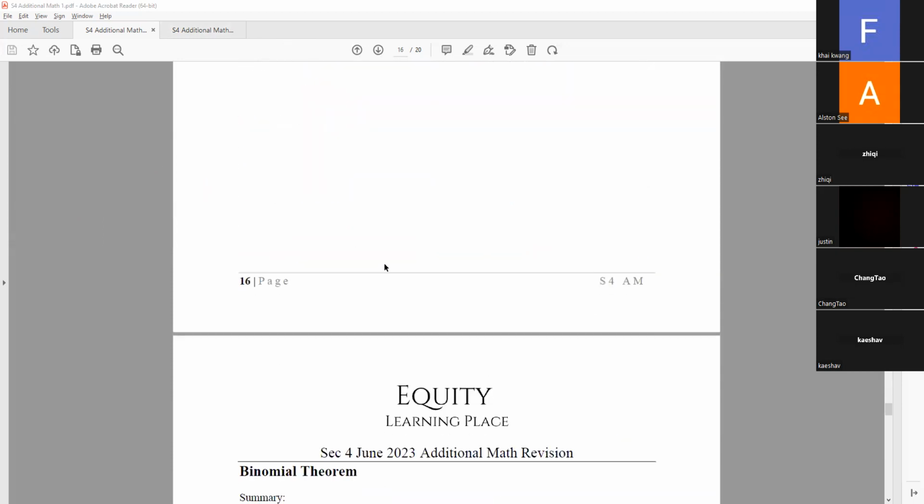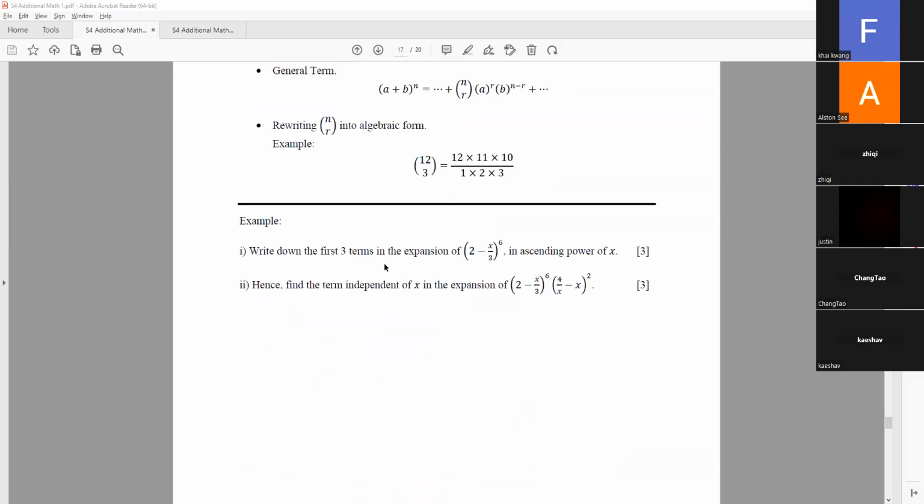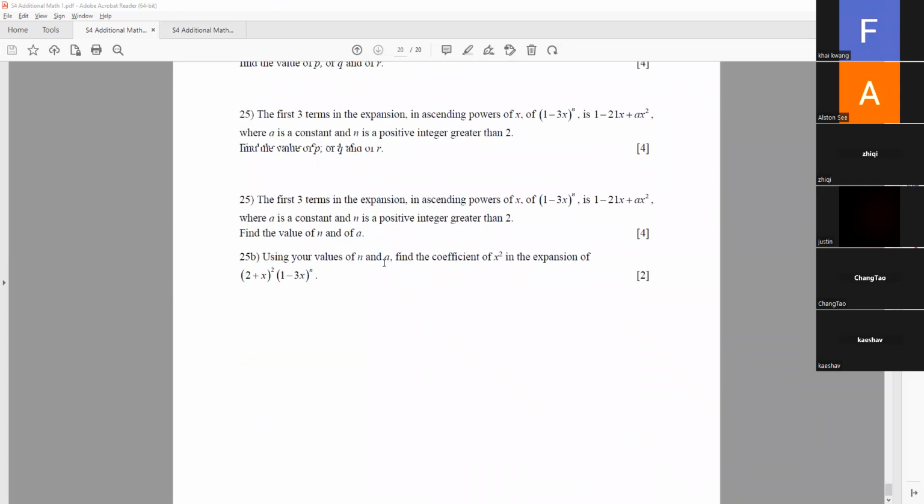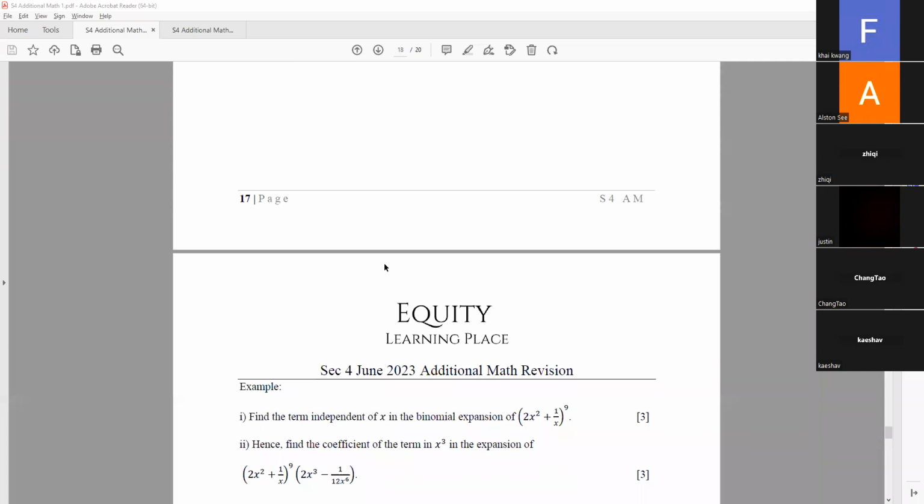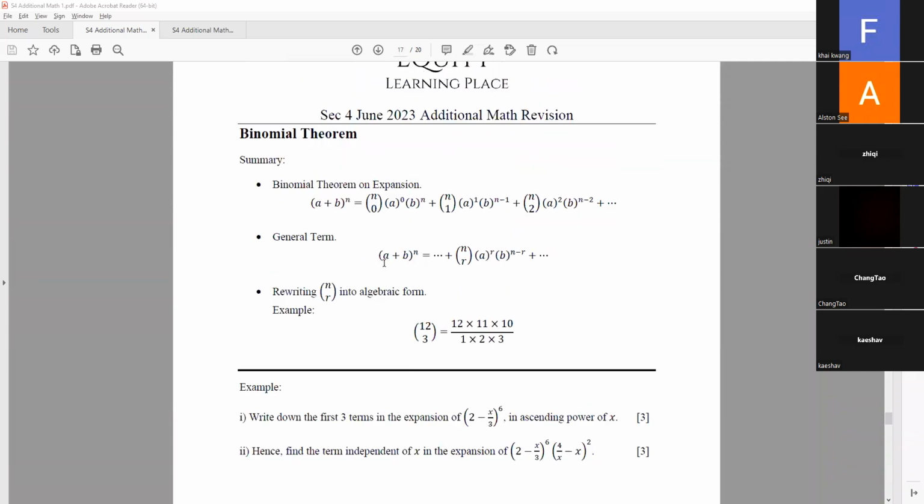Okay, so the last part for today, I think so, is your binomial. So, important thing, the binomial formula is given to you in the formula sheet already. So this is the binomial formula you see lah. And then in the formula sheet, this is your general term. Okay. And last but not least, you need to know how to write all this into algebra.